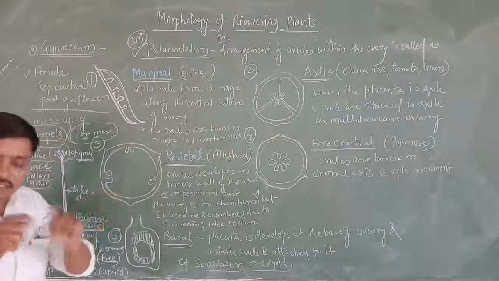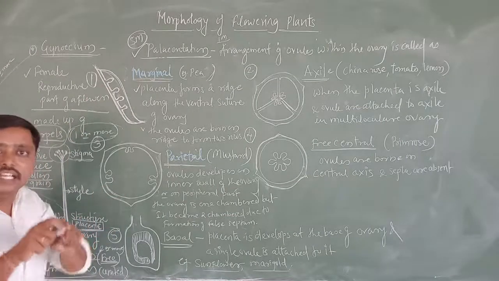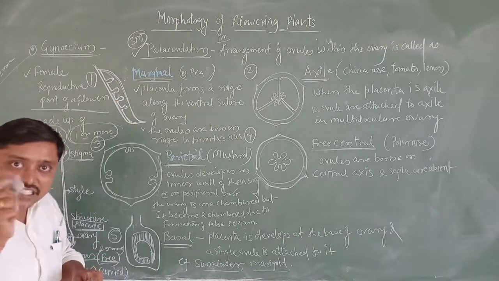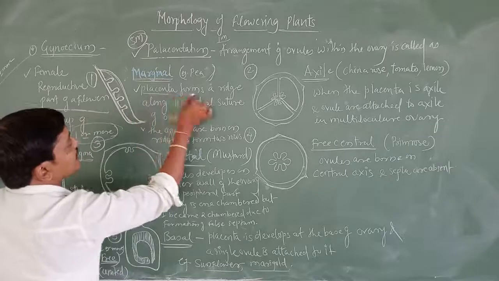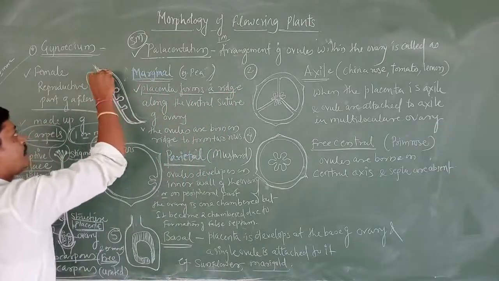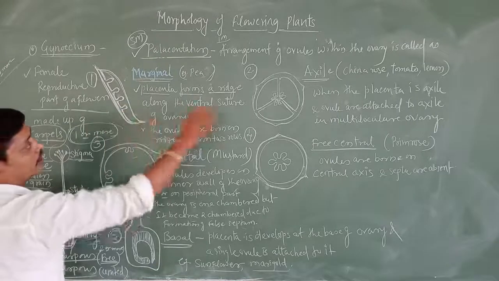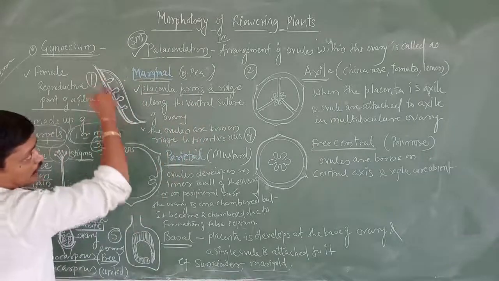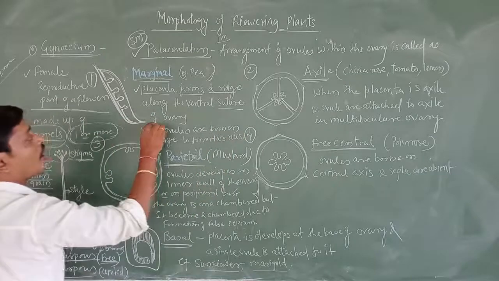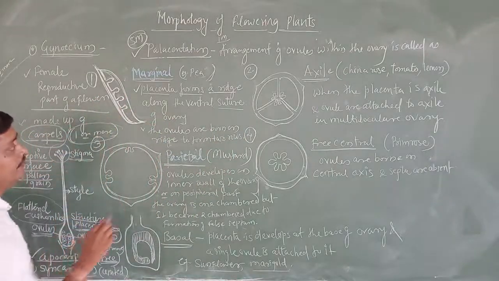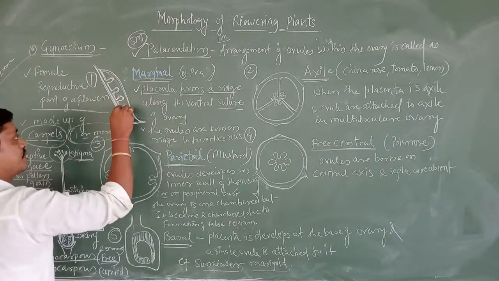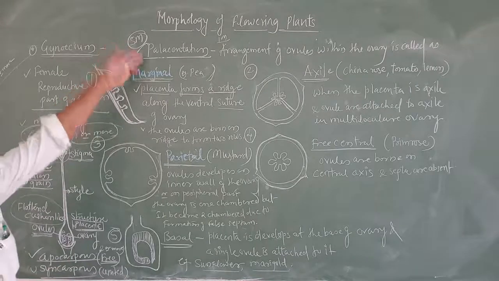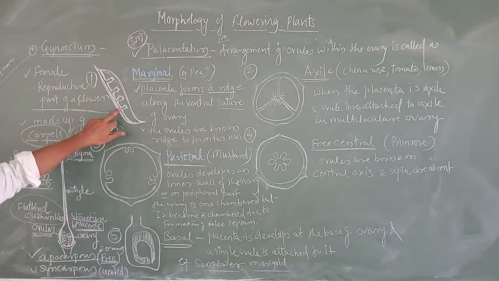When you peel such a diagram, like when we peel pea pods, you will understand. See here, in marginal placentation, the placenta forms a ridge. This is the ridge, along the ventral suture of the ovary, and the ovules are borne on the ridges. Such type of placentation is called marginal placentation.